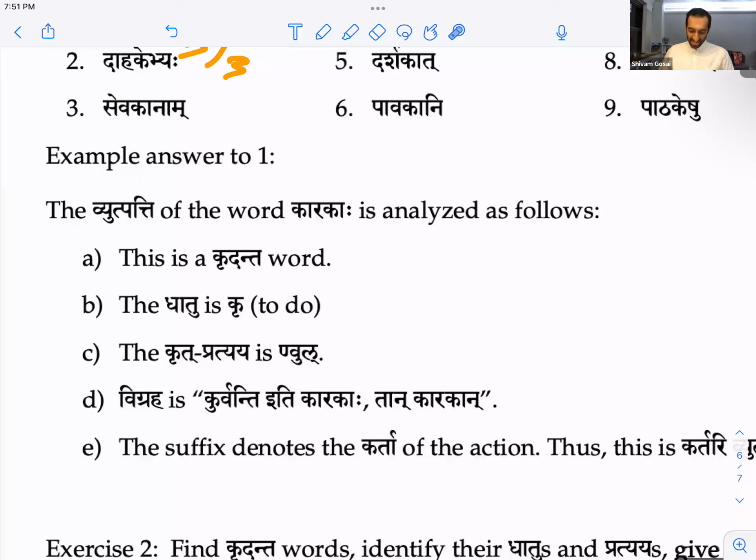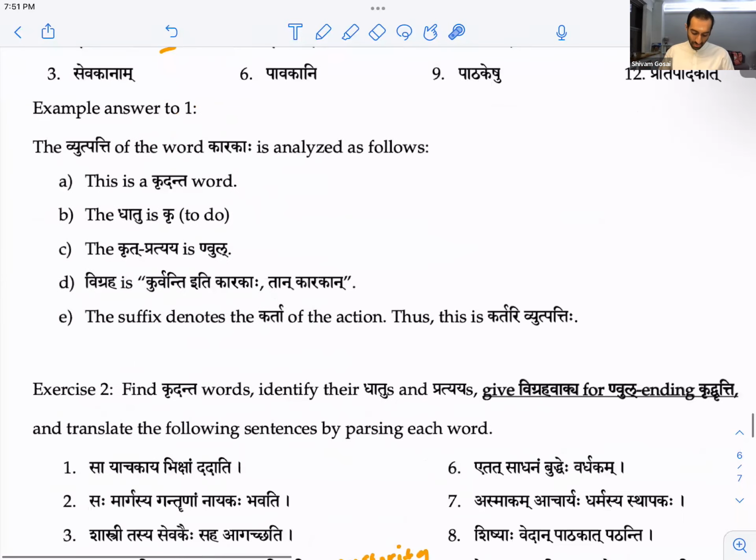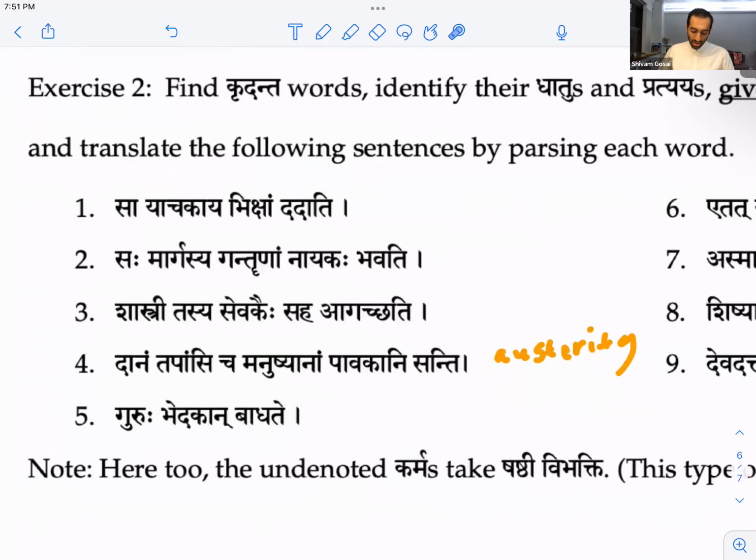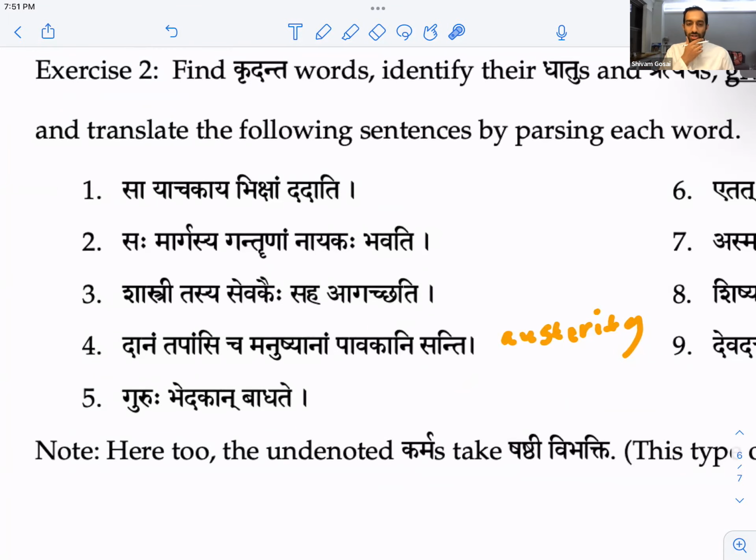Thank you. Okay, so that was some examples of this. Let's look at one sentence before we go on to look at the next section. Okay, let's see any juicy ones. Let's do number 1 or number 2. Okay, we'll do both. Sa yachakaya bhiksham dadati. Bhiksham dadati. Okay, so we pick up the verb, dadati.